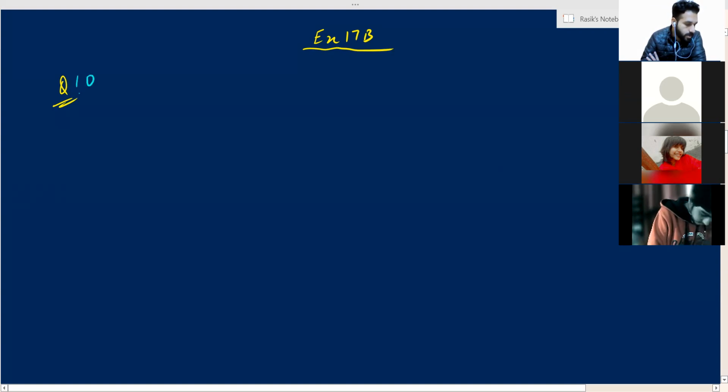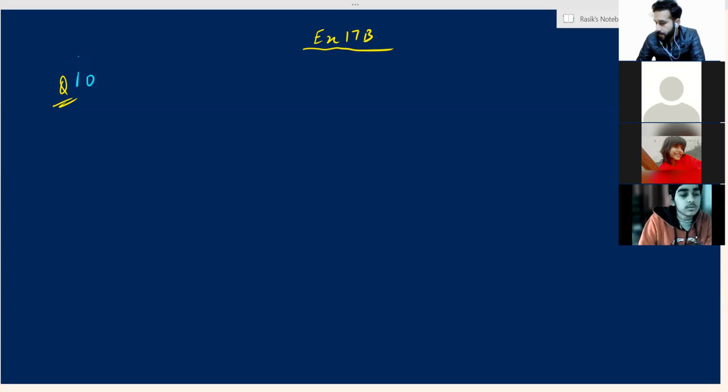We are doing the 10th one. Okay, 10th one is good. Construct a square, each of whose diagonals measure 6.4 centimeters. Okay, so just doing it. Very good, Pranjali. Correct.